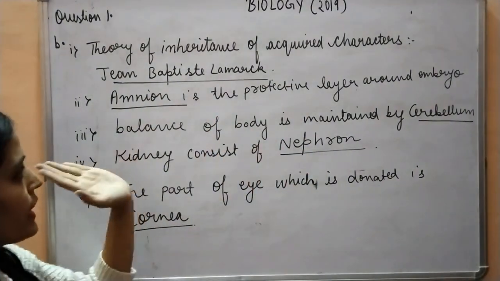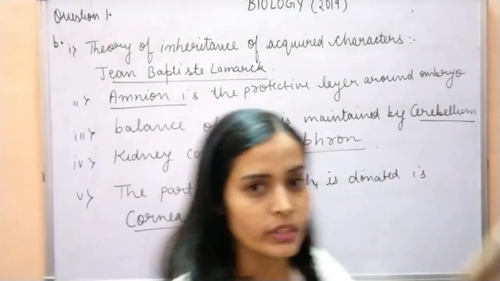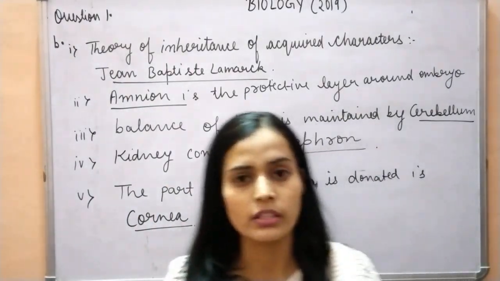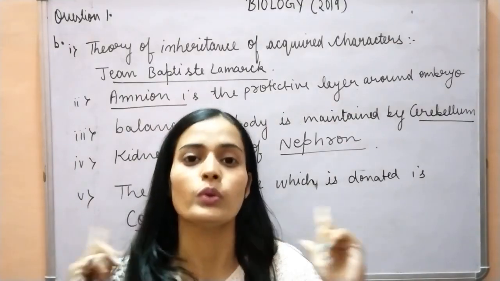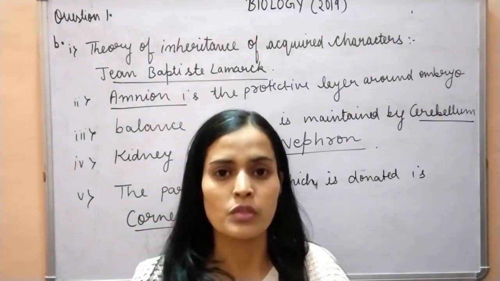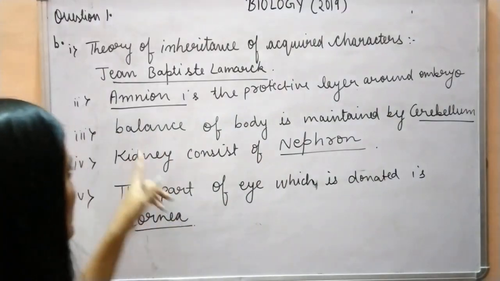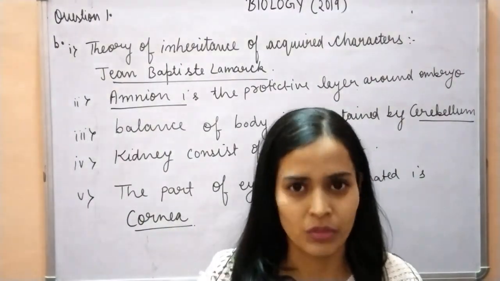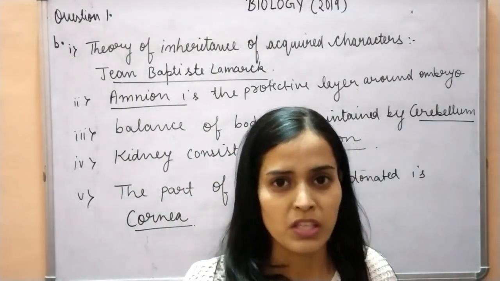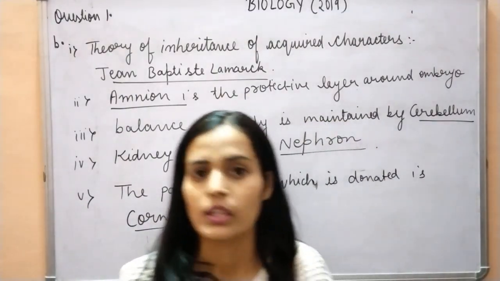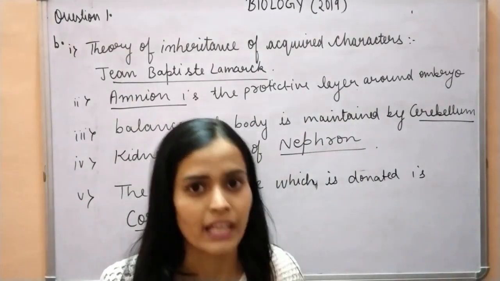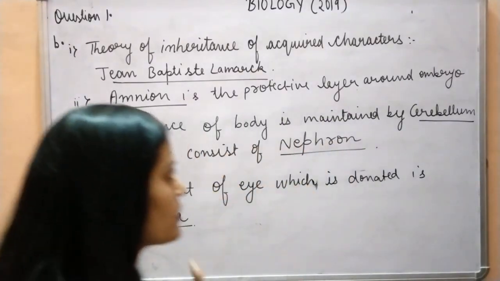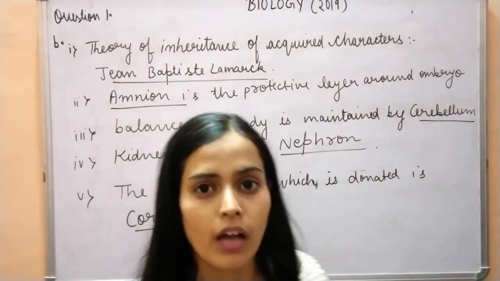Next: amnion is the protective layer around the embryo. When the fertilized gametes form the zygote and develop into an embryo, around the embryo there is a protective layer. That protective layer is known as the amnion. But they have given that the pericardium is that layer. But all of you must be aware that the pericardium is the layer which surrounds the heart, as we have discussed in the circulatory chapter.